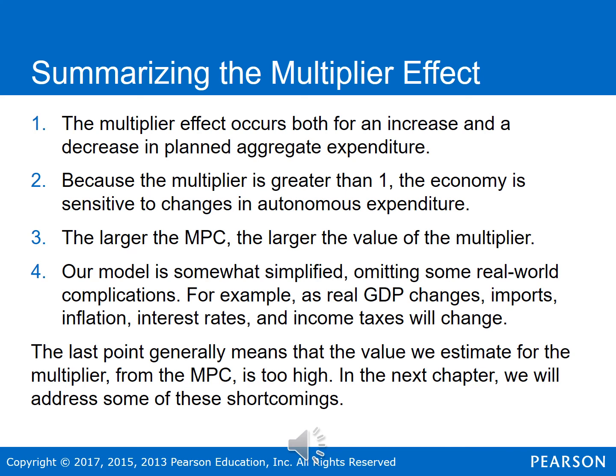And finally, our model is somewhat simplified, so it's going to omit some real-world complications, like the effect that increases in GDP have on imports, on inflation, interest rates, individual income taxes, a lot of things like that. So when we combine all these effects, it's going to cause a simple formula to overstate the true value of the multiplier. Now, while it's not going to be perfectly accurate, it still gives a really good understanding of what's going on. It helps us understand how spending in one sector of the economy is going to have a rippling effect throughout the rest of the economy. And that's something, again, that's really important. And it helps us understand what's happening with the macroeconomy.